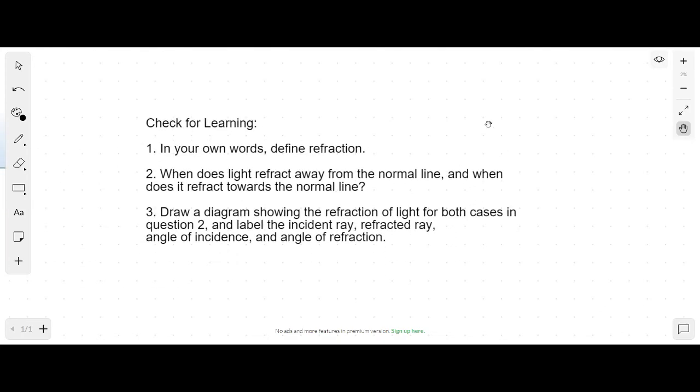Feel free to go back to any time in the video to try to answer these questions, but the best thing to do is to try to answer them now. First is, in your own words, define refraction. Second is, when does light refract away from the normal line, and when does it refract towards the normal line? Third, draw a diagram showing the refraction of light for both cases in question 2, and label the incident ray, refracted ray, angle of incidence, and angle of refraction. Once you do that and you're confident, you can continue watching the video because I'm about to show the answers.